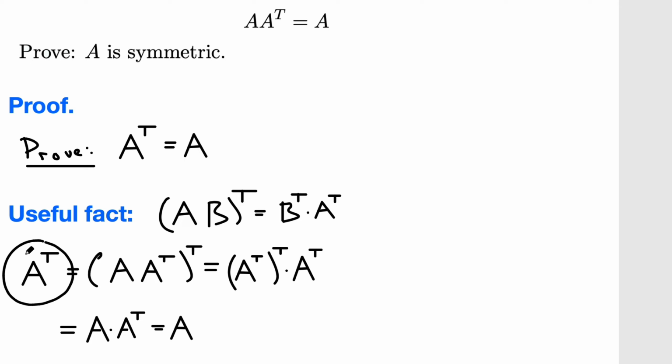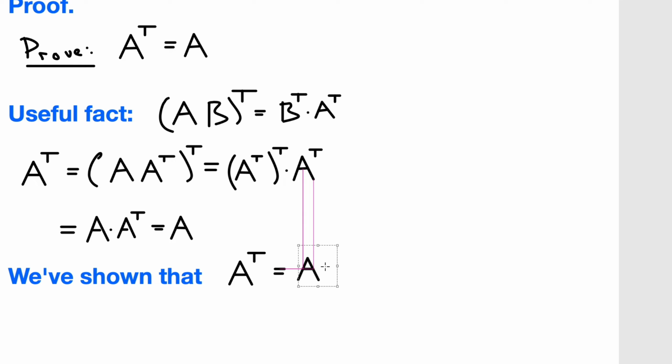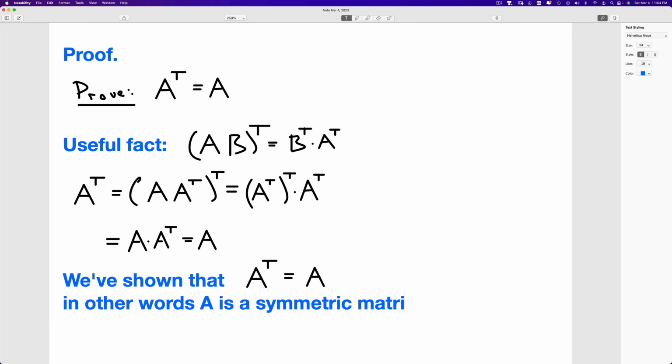Right? We've proven that A transpose equals A. And that's it. So we've shown that A transpose equals A. In other words, A is a symmetric matrix.